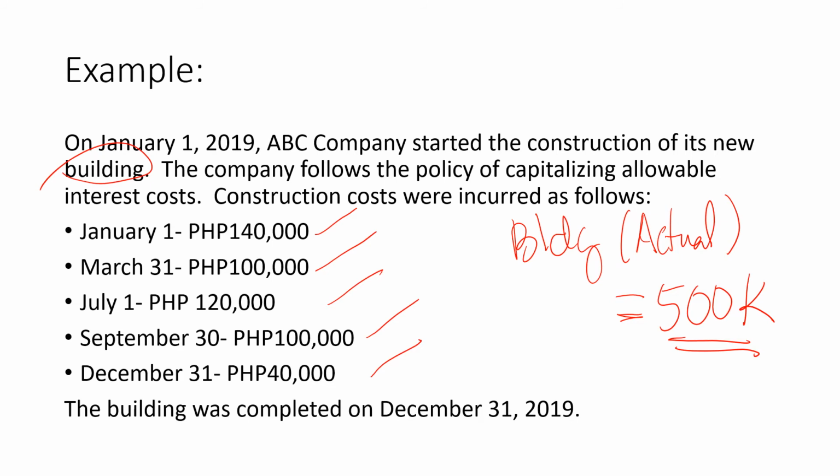The building was completed on December 31, 2019. So, the construction started January 1. Natapos or na-complete yung building mo on December 31, 2019. So, ang actual cost mo is 500,000. Itong 500,000, ito yung direct materials kanina plus direct labor plus yung overhead. So, wala pa yung borrowing cost.